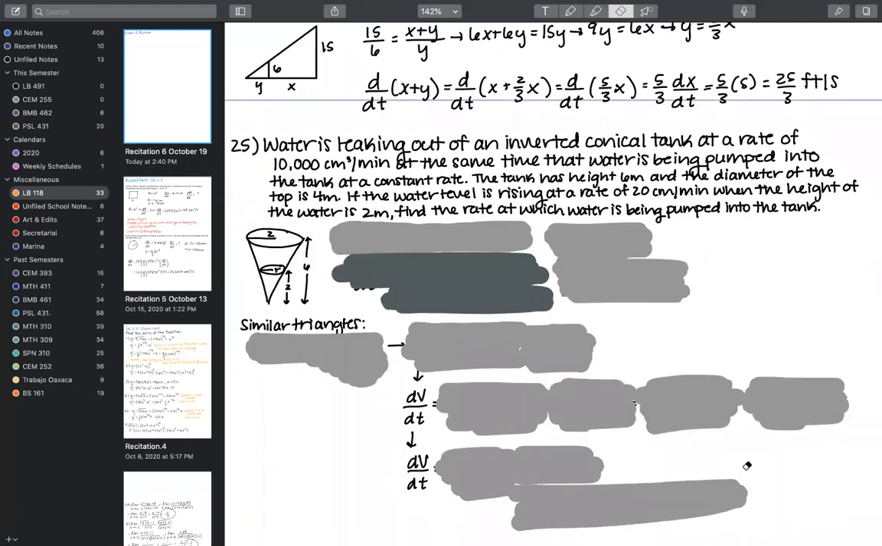Again, if you got to get going, I totally understand. Water is leaking out of an inverted conical tank at a rate of 10,000 centimeters cubed per minute at the same time that water is being pumped into the tank at a constant rate. The tank has a height of 6 meters and the diameter of the top is 4 meters. If the water level is rising at a rate of 20 centimeters per minute, when the height of the water is 2 meters, find the rate at which the water is being pumped into the tank.